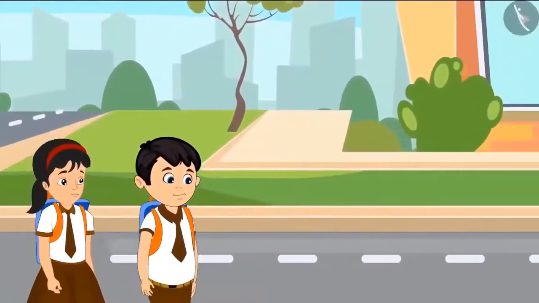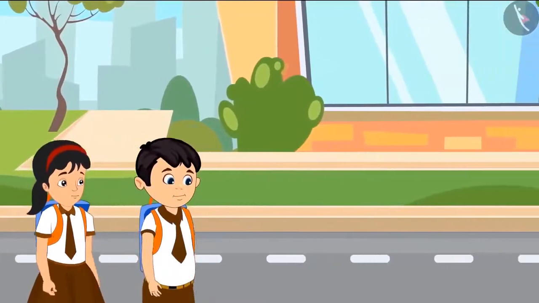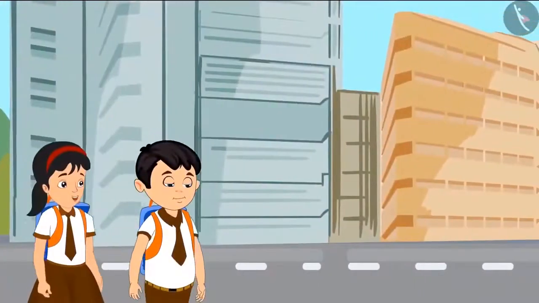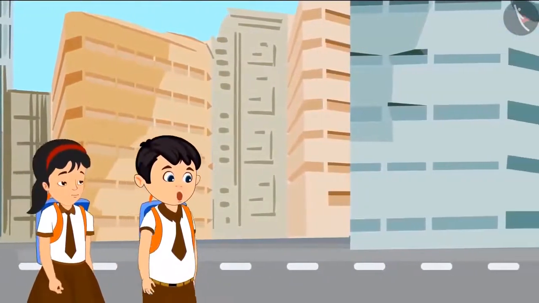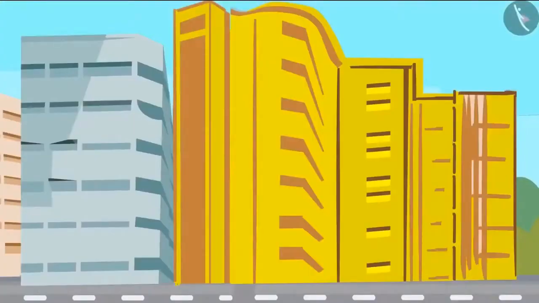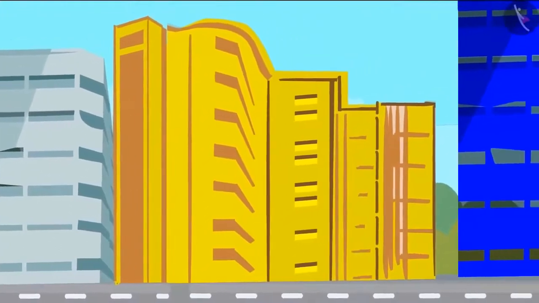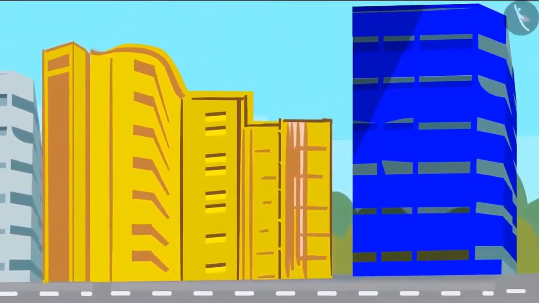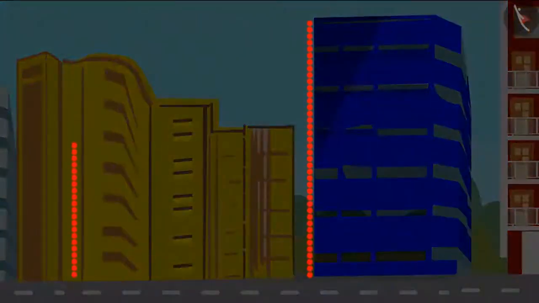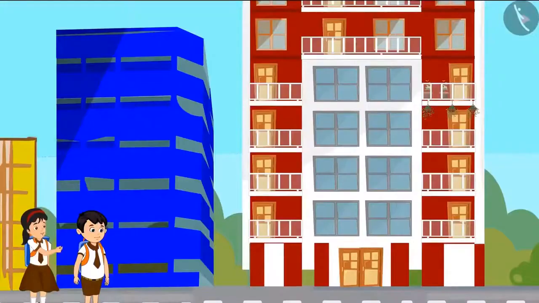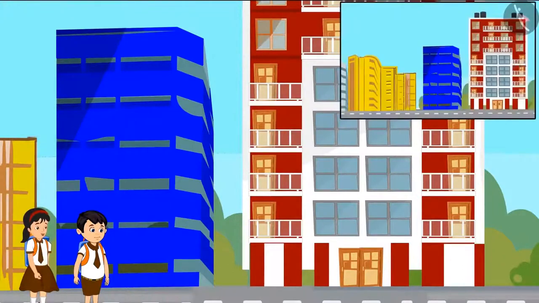Today, Pinky and Chotu are coming back from school together. Chotu, just see, these buildings are so tall. Yes, Pinky, look how tall this yellow building is. Yes, Chotu, look, this blue building is even taller than the yellow. Yes, Pinky, this blue building is taller than the yellow building. Hey, Chotu, just look. This glass building is taller than these two.